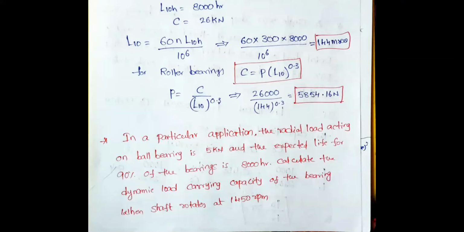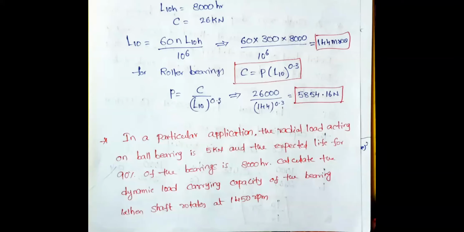The second problem is, in a particular application, the radial load acting on a ball bearing is 5 kilonewtons, and the expected life at 90% is 8,000 hours. Calculate the dynamic load carrying capacity of the bearing when the shaft is rotated at 1450 rpm. I hope you understand this problem. It is the same as the above problem.